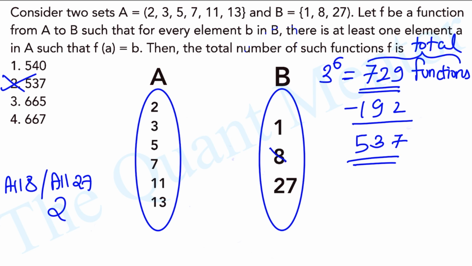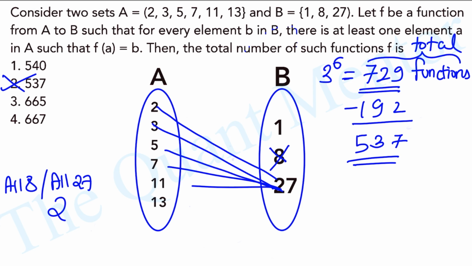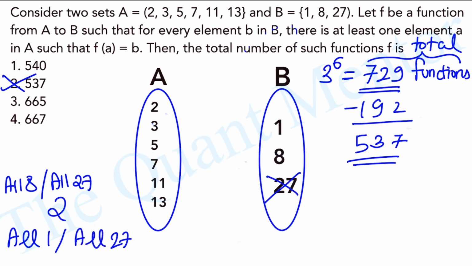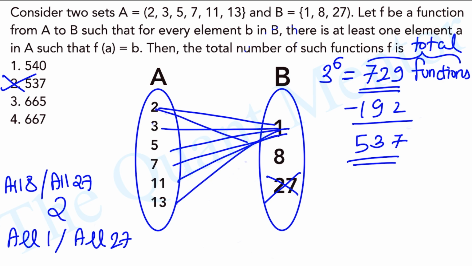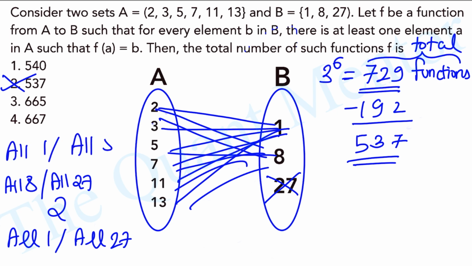Similarly, if we exclude the number 8 in the codomain, we will have exactly two many one functions where every element in A corresponds to only the number 1 in set B, or it corresponds to the number 27 in set B. So once again, we have exactly two such functions. Okay, all the terms corresponding to the number 1 or all the terms corresponding to 27. And similarly, if we exclude 27, we have exactly two many one functions where all the elements in set A correspond to either only 1 or only 8, right? So two functions exactly where all the terms correspond to 1 or all the terms correspond to exactly one element, that is 8.